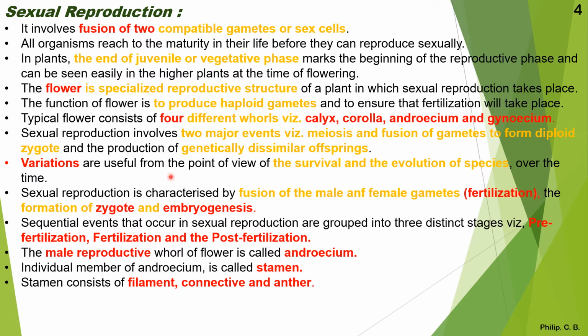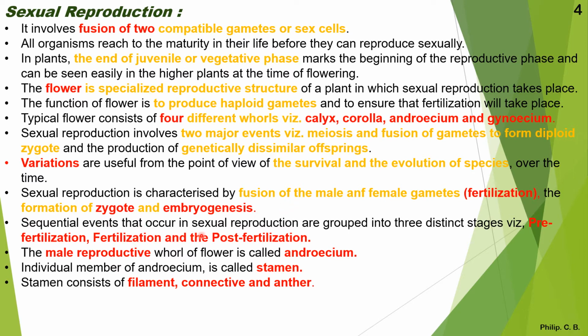Now as fertilization occurs, it leads to formation of the zygote, then the embryo. Now the embryo may be a genetically dissimilar offspring, meaning it may differ from the parent, and this actually is beneficial. Why? Because this leads to variation, and the variation leads to evolution of new species. That is why we have different types of plant species, maybe of the same genus, but the species may be different. Further, sexual reproduction is characterized by fusion of male and female gametes, which we term fertilization, the formation of zygote, and embryogenesis, that is the formation of the embryo.